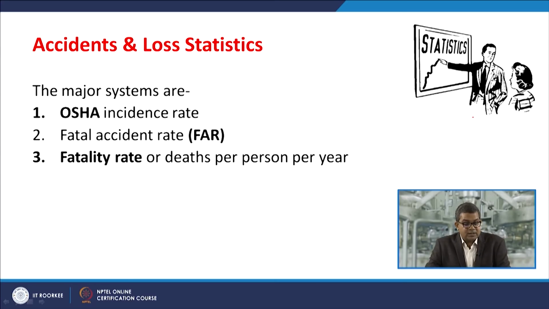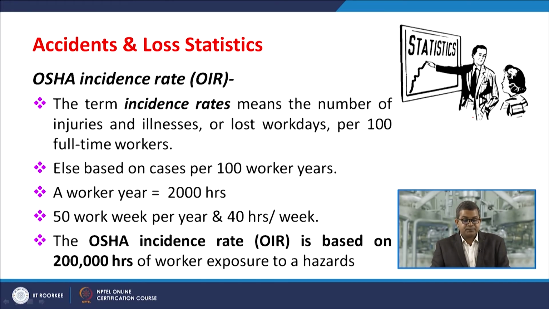Now whenever we talk about statistical information, there are three major systems to deal with. One is the OSHA incidence rate. OSHA stands for Occupational Safety and Health Administration, a US-based agency. The others are the fatal accident rate, the fatality rate, or deaths per person per year.